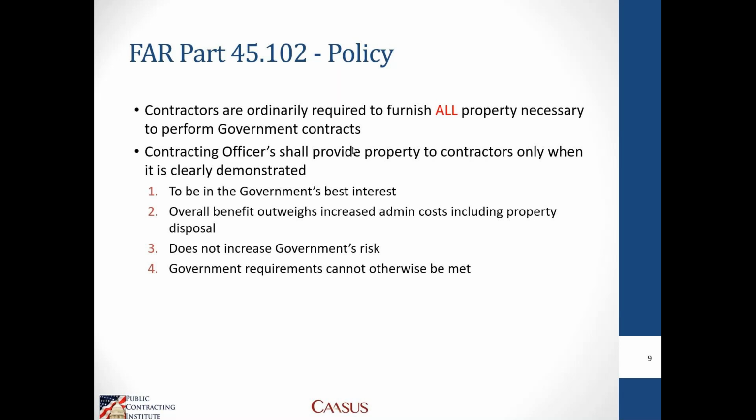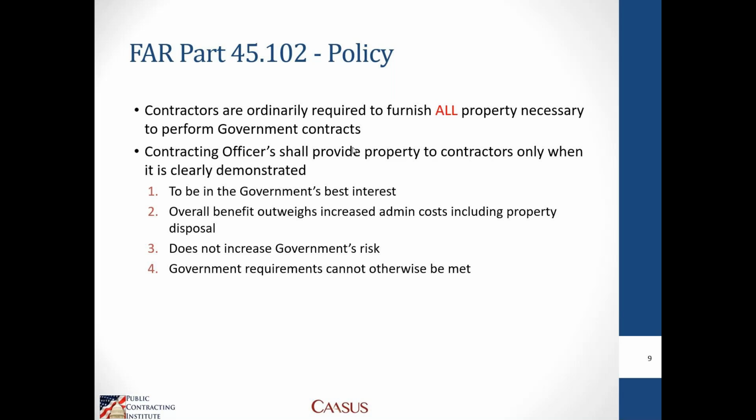Those four items are, first, that it has to clearly be in the best interest of the government to allow a contractor to acquire property or be furnished property to be used in support of the contract. Second, the overall benefit of having property on that contract has to outweigh the actual cost of administratively monitoring the property, conducting the assessments, the audits, tracking it, and all the bookkeeping associated with it. Third, it cannot increase the government's risk by having government property on that particular contract. And fourth, the requirements of the contract would simply not be able to be met if not for either the furnishing of government property or the acquisition of the property on the contract.